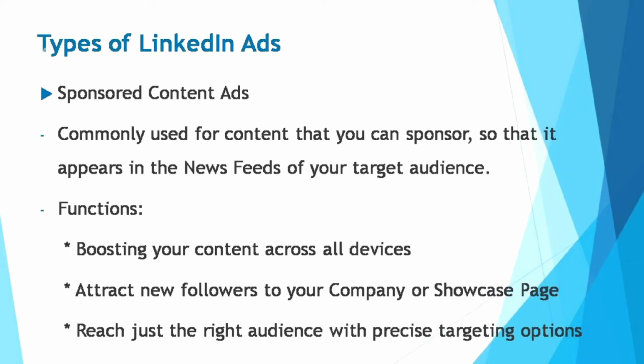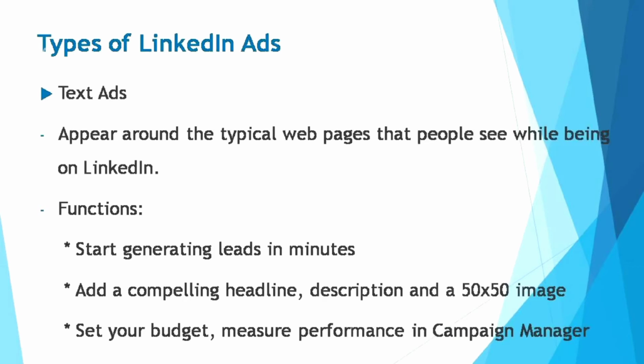Its advertising mechanism works by attracting new followers to your company or showcase page to reach just the right audience with precise targeting options. On the other hand, text ads appear around the typical web pages that people see while being on LinkedIn. They're similar text advertisement banners to what you would spot on your Facebook page, YouTube, or any other common websites. Text ads are extremely widely used as they can start generating leads within minutes. It is simple to use as you only need to add a compelling headline, description, and a 50 by 50 pixel image. You get to set your advertisement budget according to your preference, and you can measure your ad's performance in Campaign Manager. So, how do you create your LinkedIn ads?